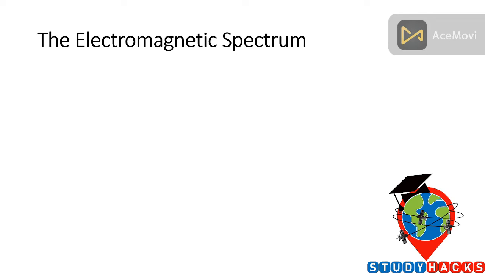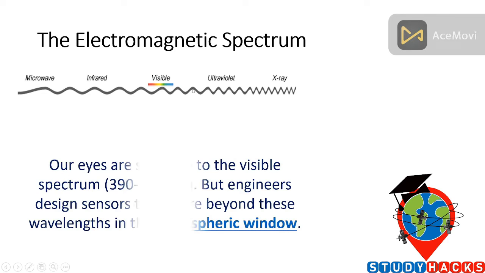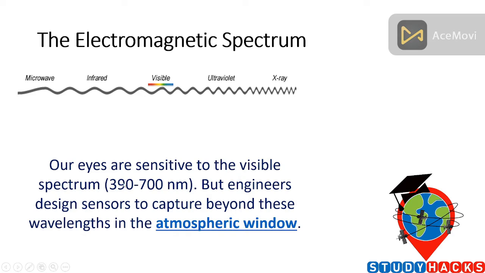In this step, the electromagnetic spectrum is very important. The electromagnetic spectrum ranges from short wavelength to long wavelength, mainly X-ray to microwave. Our human eye can only see the visible spectrum, which ranges mainly from 390 to 700 nanometers. We can get the visible range from here.